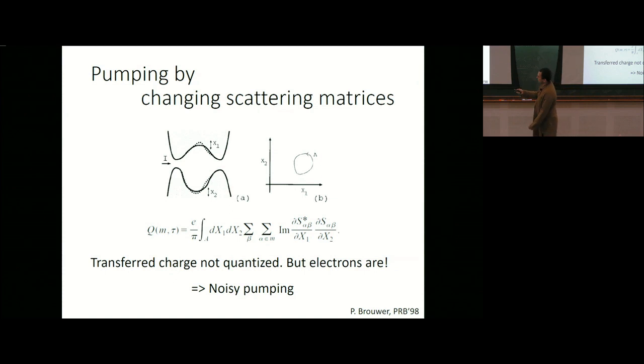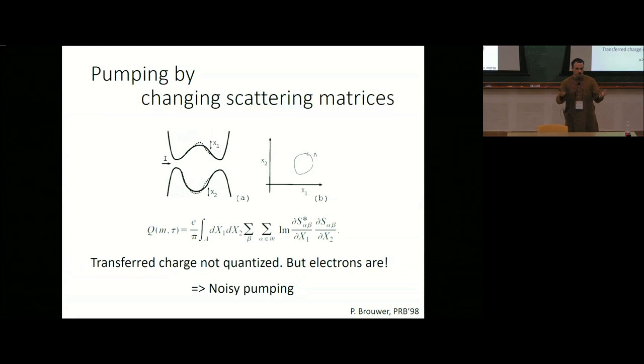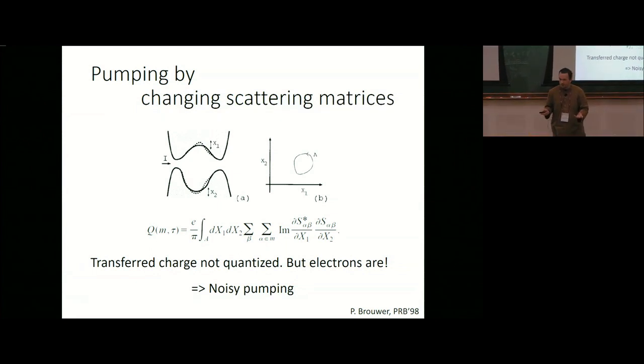What is important for me, I have this integral, and this integral is not quantized. It can be anything. It can be 1, it can be 2, but it can also be 1/2. And if on average I pump half an electron a cycle, I will have noise. Why? Because I cannot transfer half an electron. I either transfer an electron or don't transfer it. So if I, on average, pump half an electron, this means sometimes I do transfer it, sometimes I don't, which will give rise to noise in the pumping current.